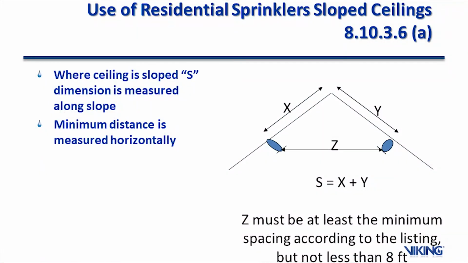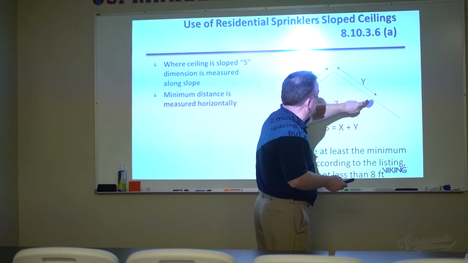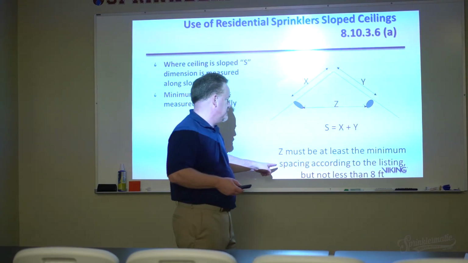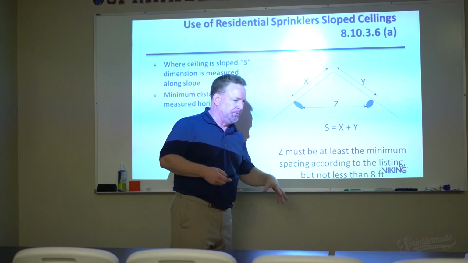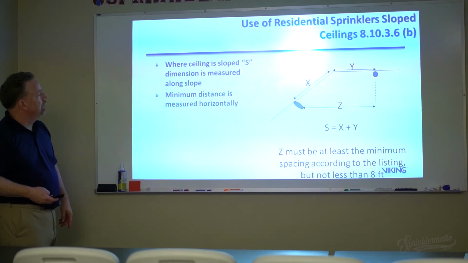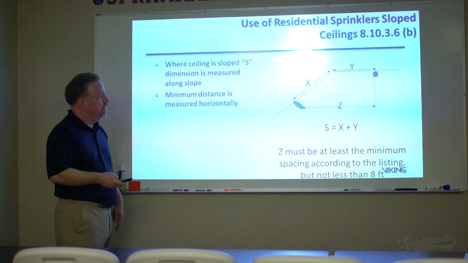For residential sprinklers and sloped ceilings, we're going to measure that distance up to the peak, and then the S distance between these is going to be X plus Y, but then Z needs to be at least a minimum spacing in accordance with the listing. So if you've got sprinklers on a peaked roof like this, then our maximum spacing is X plus Y here, and Z needs to be at least the minimum spacing so that we're not spraying one on the other. And same thing goes even if we're going from a flat ceiling to a sloped ceiling.